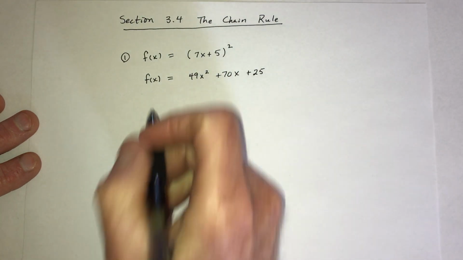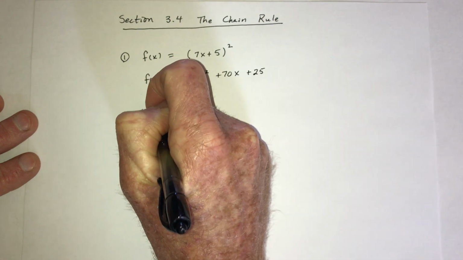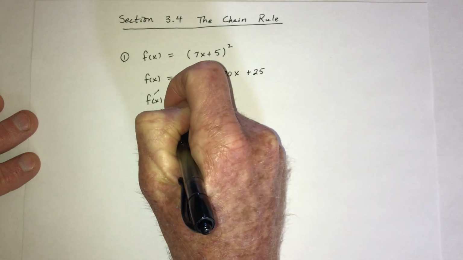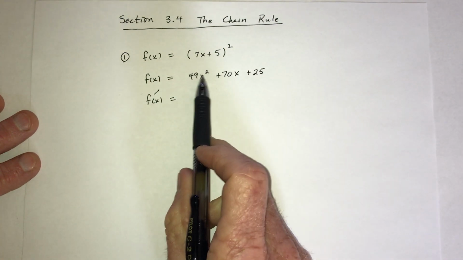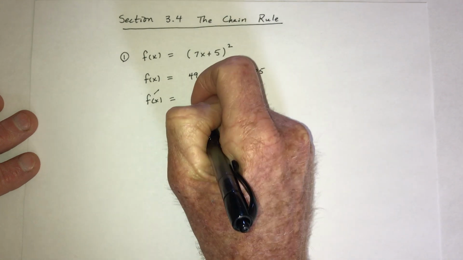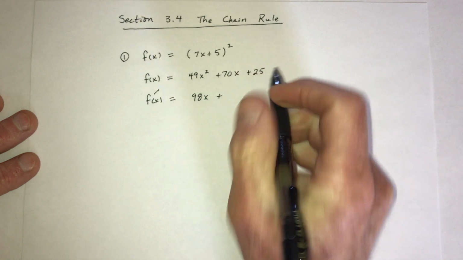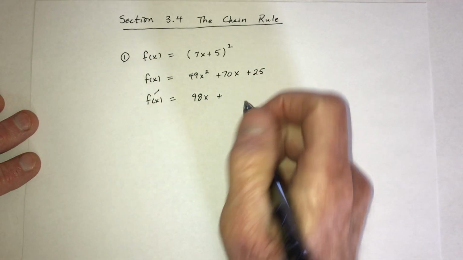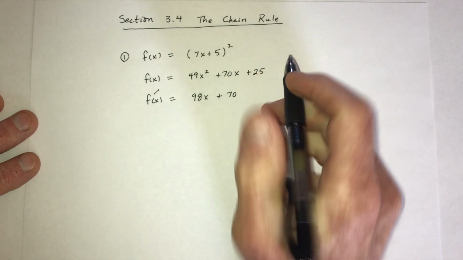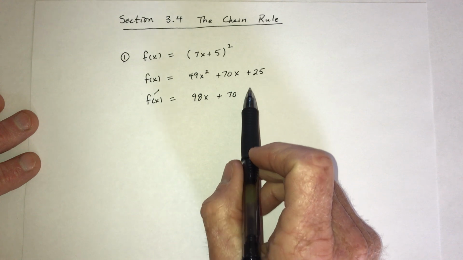Okay, now take the derivative term by term. So the derivative will be, let's see, 2 times 49, that's 98. So 98x. The derivative right here is going to be just 70. And the derivative of 25 is 0.